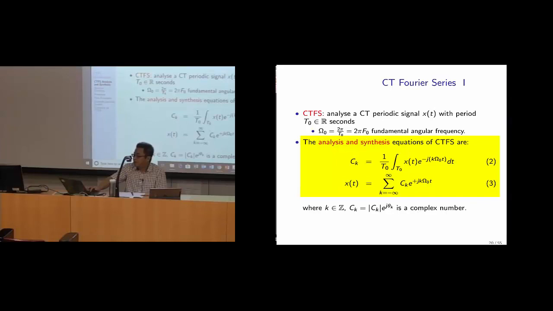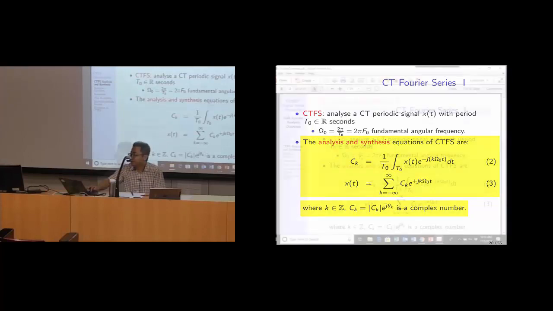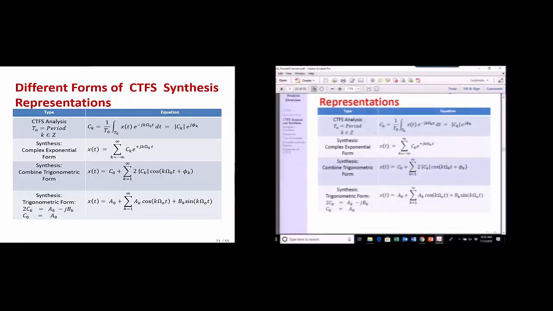well as using the c k's for the synthesis equation to generate x of t, the original signal of interest. Remember that c k is typically complex, and it can be broken down into the magnitude as well as the phase in this form. So, in many books, the continuous time Fourier series is taught to you in the complex exponential representation, which is this first row here. The first row is a repeat of the previous figure.